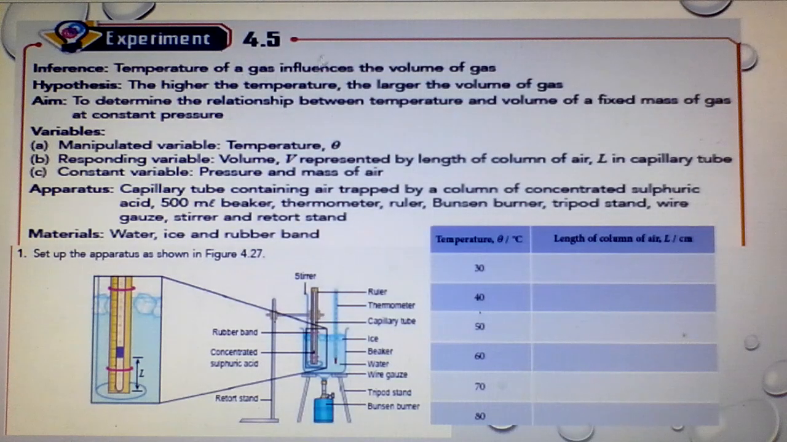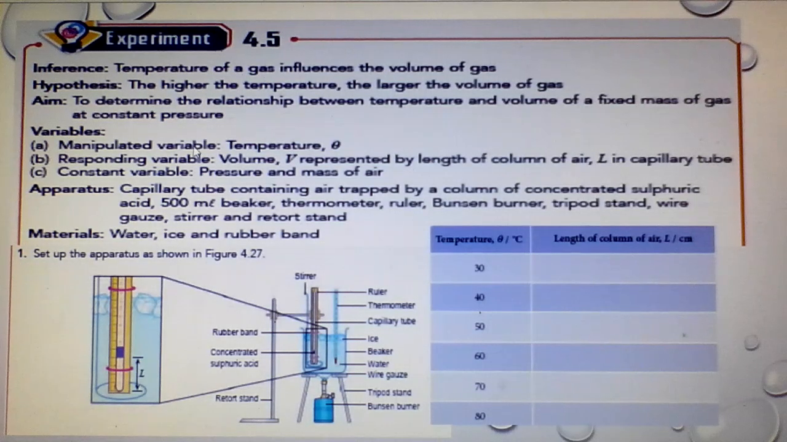Now in your textbook you can refer to Experiment 4.5. This experiment is to relate the temperature and volume of gas. Inference: the temperature of gas influences the volume of gas, or you can write that the volume of gas depends on the temperature of a gas. Hypothesis: the higher the temperature, the larger the volume of gas. Aim: to determine the relationship between temperature and volume of a fixed mass of gas at constant pressure.